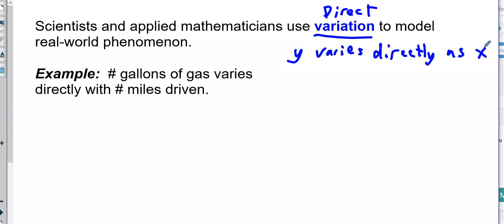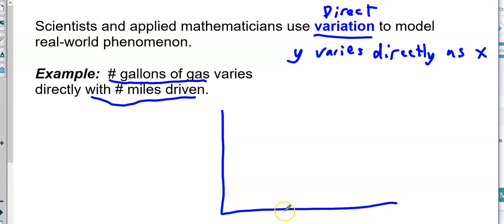Let's look at a real world example, just so you understand the concept. In this case, the y variable, the number of gallons of gas, varies directly with the x variable, the number of miles driven. So if I were to sketch out a graph here, this would be miles down here. So you could have 1, 2, 3, 4 miles, etc. And this might be the number of gallons. So if you drive a car, you might use 1 gallon, 2, 3, etc.